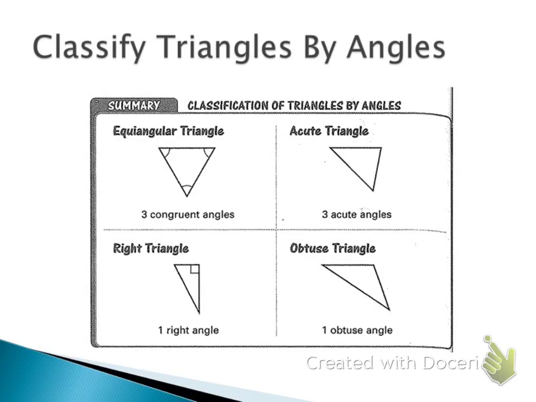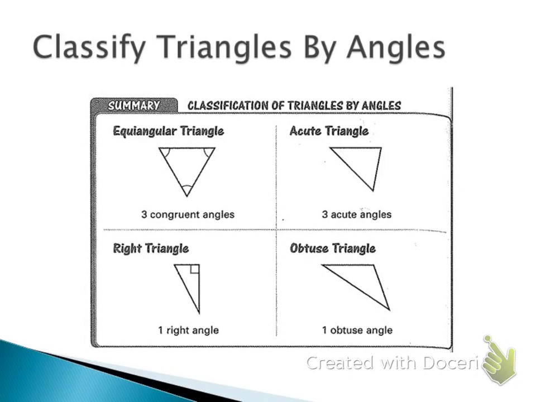To classify a triangle by its angles, we have 4 options. I'll give you a moment to write those down before we talk about them. All right, these are things you probably already knew also, but we'll review them real quick. An equiangular triangle has 3 congruent angles. All the angles are equal. An acute triangle has 3 acute angles. All 3 of them must be acute.